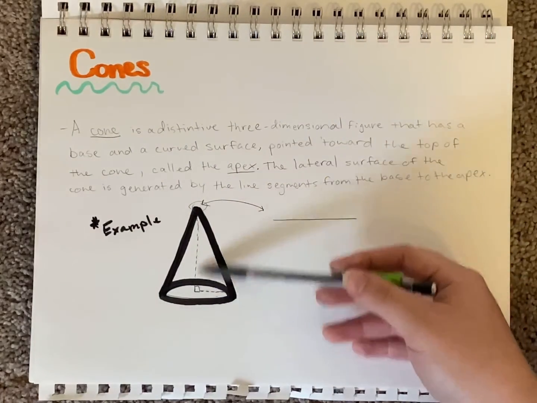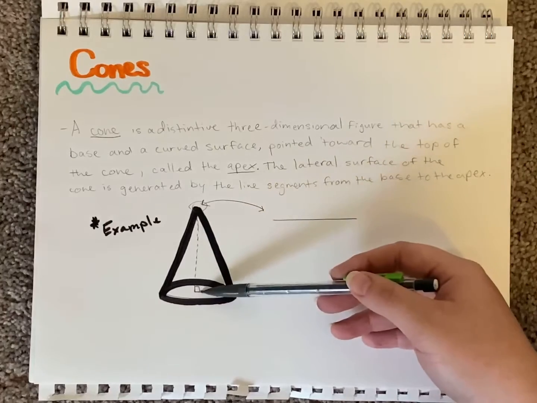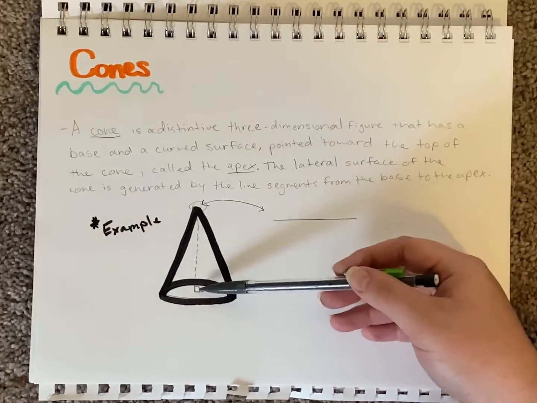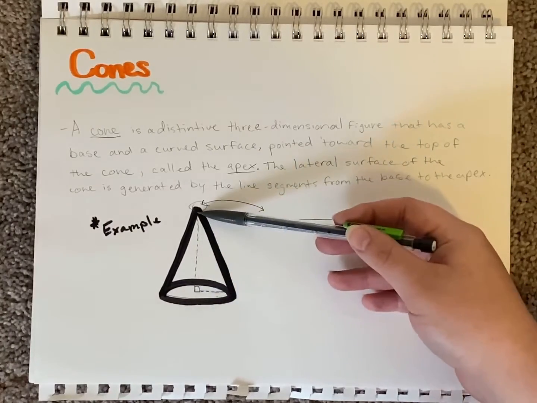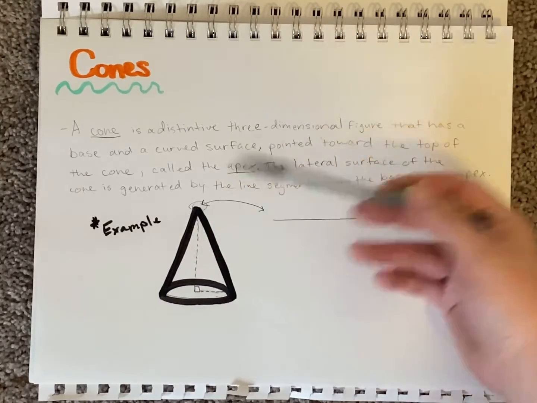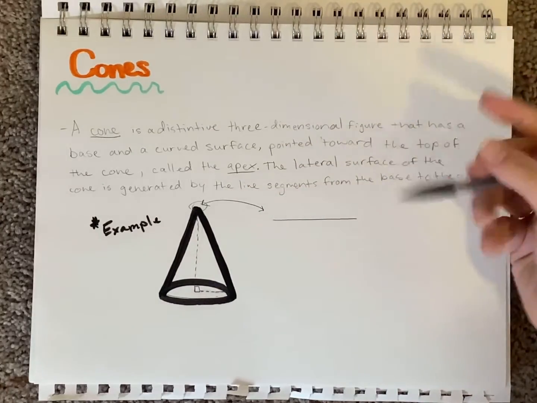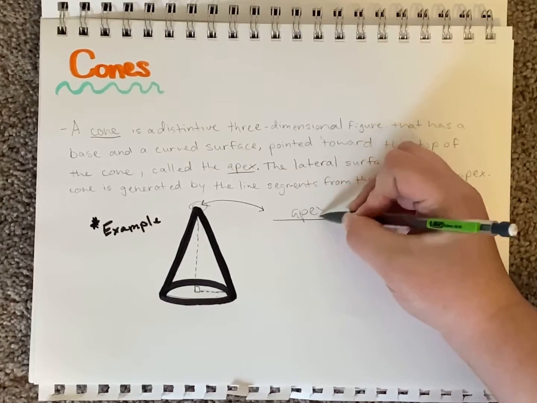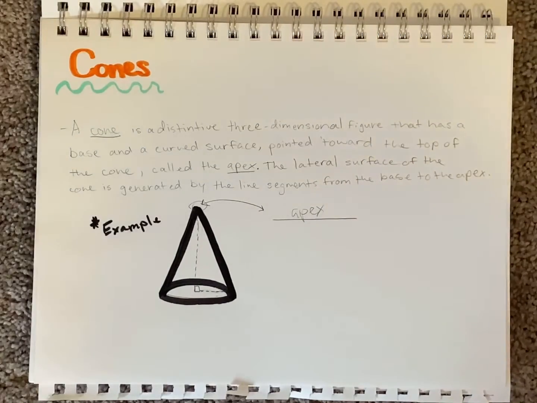A cone is going to have a right angle, and here you would see its radius. This would be its center point, and up here would be the top of the point, which would be called the apex, or also known as the vertex.